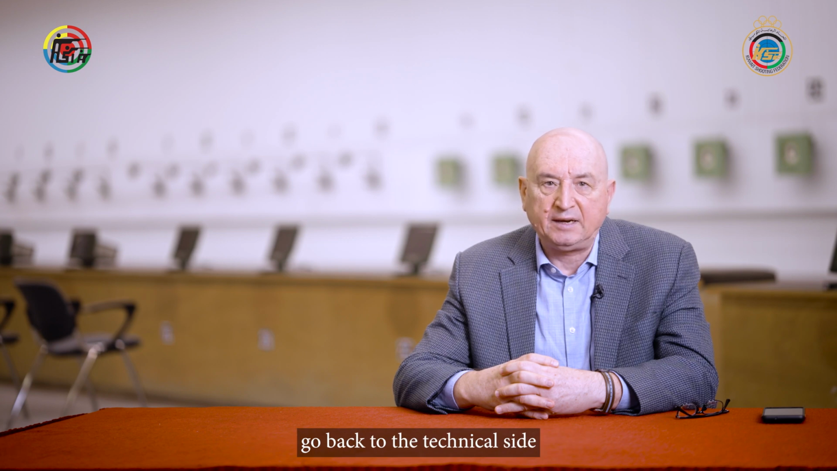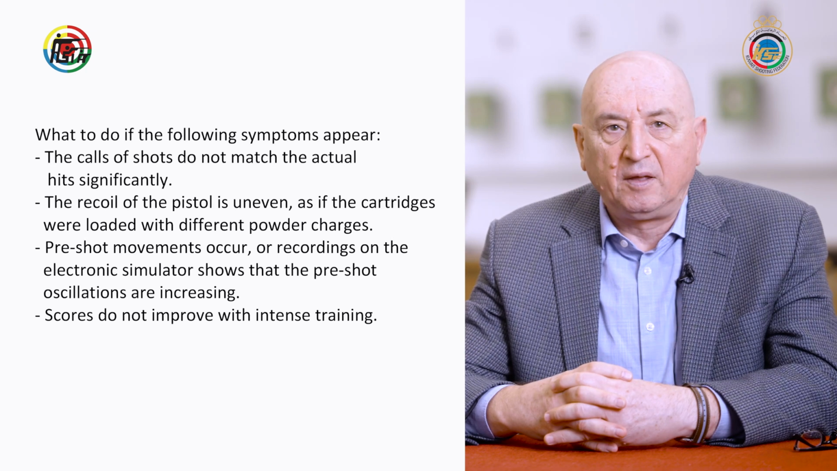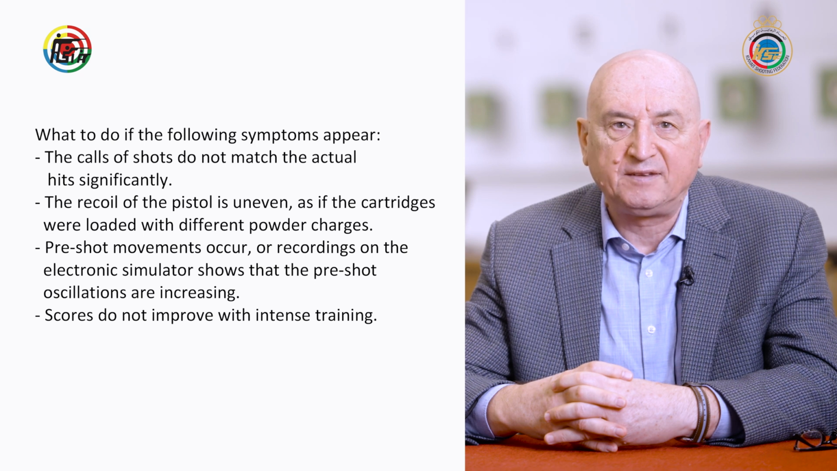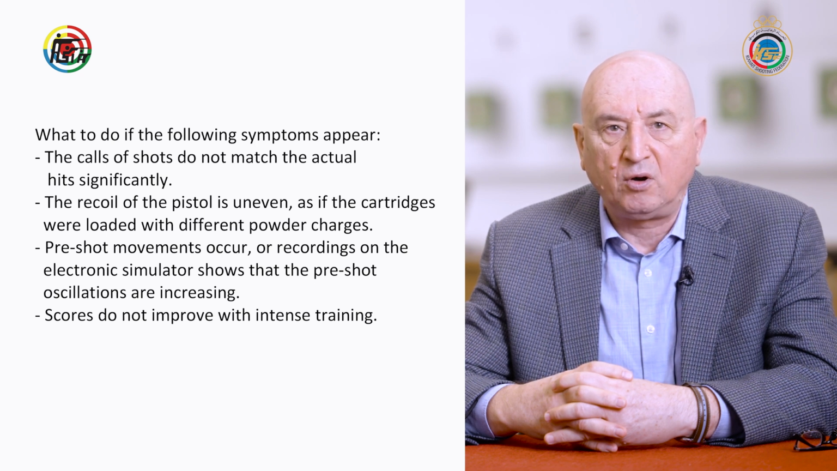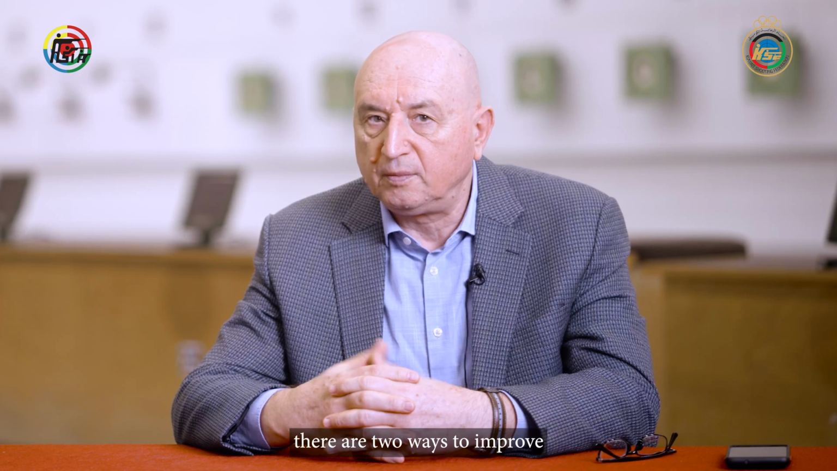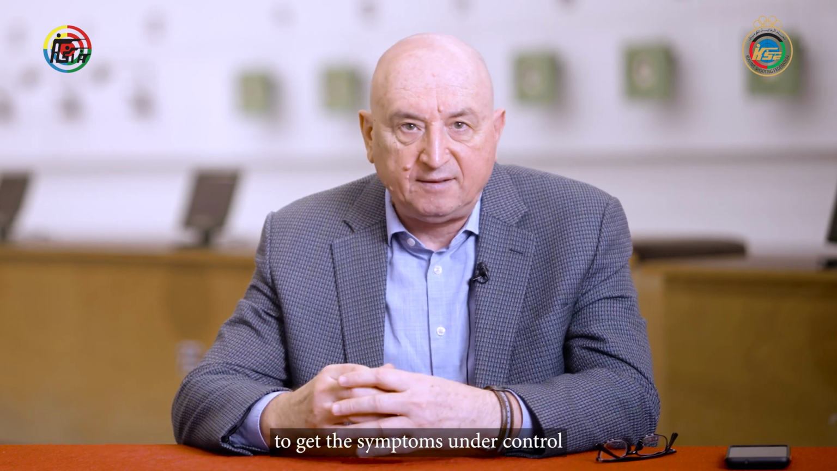But let's go back to the technical side of the problem. What to do if the following symptoms appear? The calls of the shot do not match the actual hits significantly. The recoil of the pistol is uneven, as if the cartridges were loaded with different powder charges. Pre-shot movements occur, or recordings on the electronic simulator show that the pre-shot oscillations are increasing. Scores do not improve with intense training. What to do? There are two ways to improve the situation: psychological, to treat the root of the problem, and technical, to get the symptoms under control.